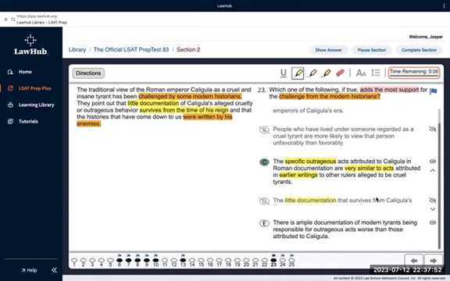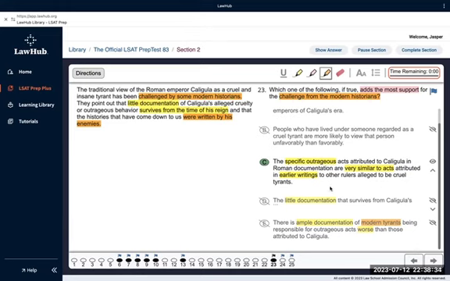E, there is ample documentation of modern tyrants being responsible for outrageous acts worse than those attributed to Caligula. So I don't really care that they're worse. It's the documentation part that's more interesting. The problem, of course, is modern tyrants, right? We're talking about documentation surviving from the time of Roman emperors, right? So to compare how much documentation we have from modern tyrants versus from the time of the Roman Empire, that's not going to be very helpful.